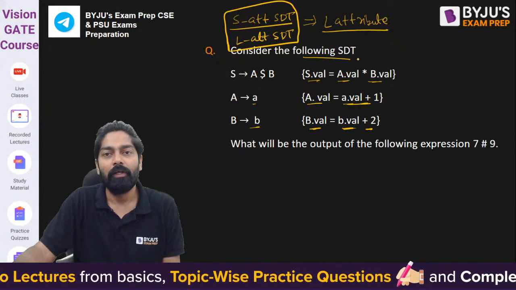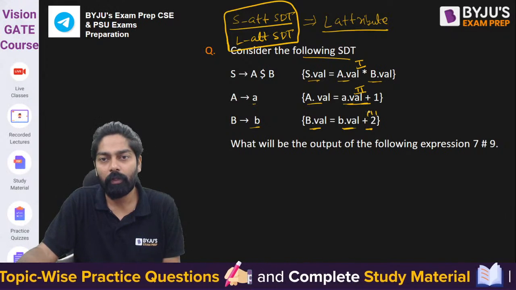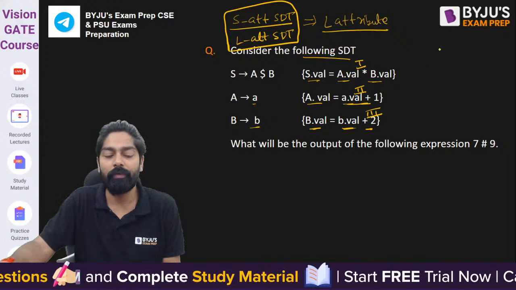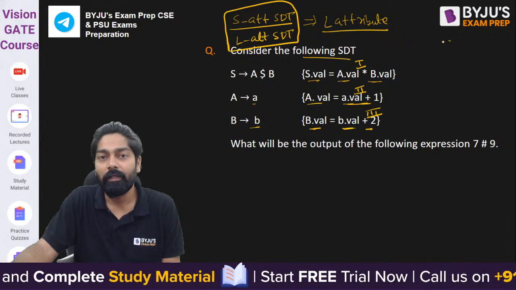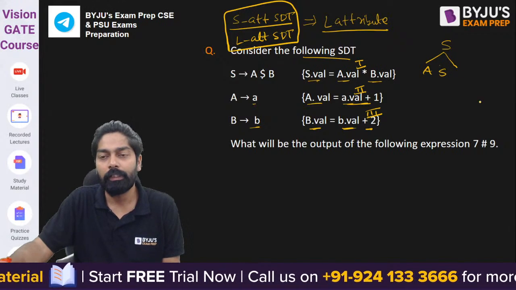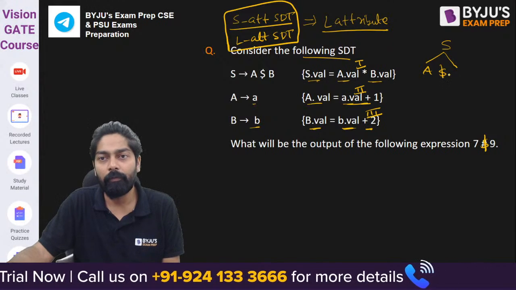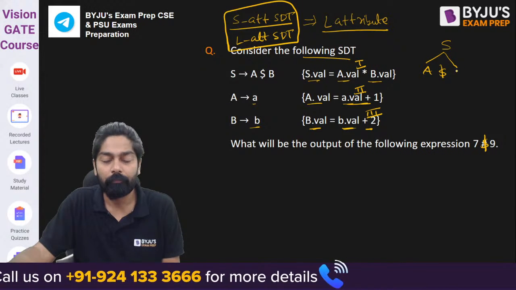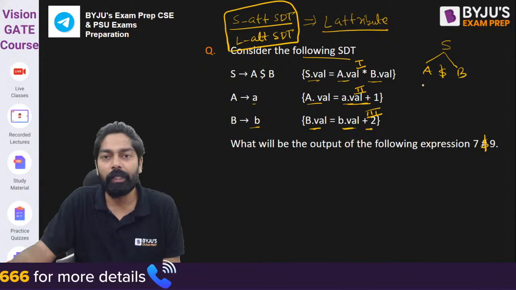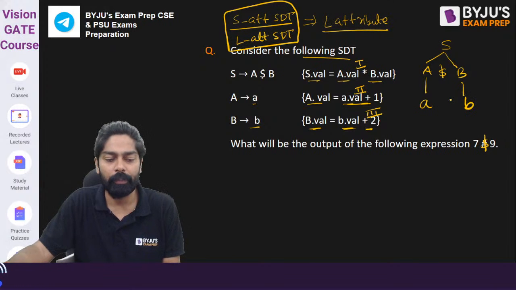See clearly here. Either you can write it as the first one, second one, third one. For the production, just follow the semantic rule. So S goes to A dollar B. This is the dollar sign, A dollar B. Here A goes to A and B goes to B.